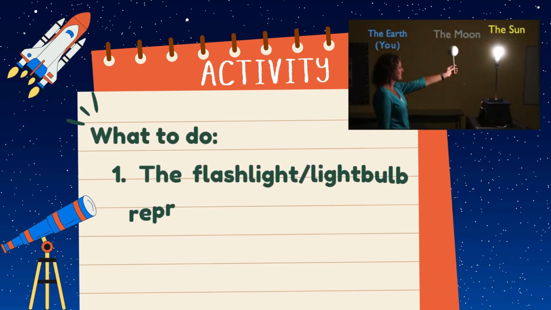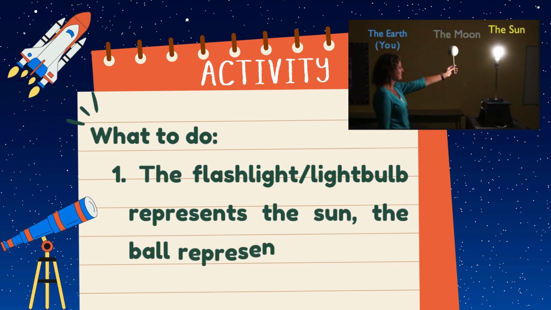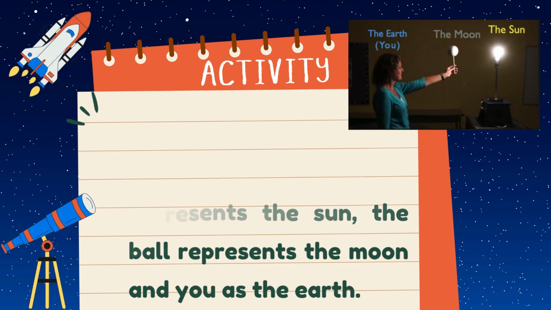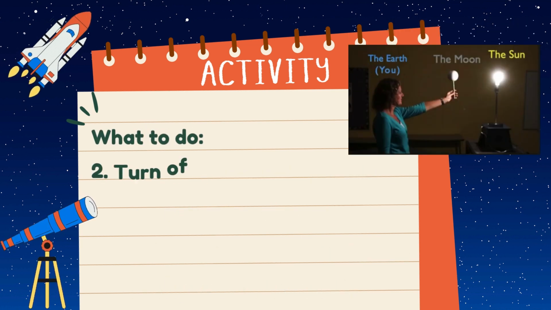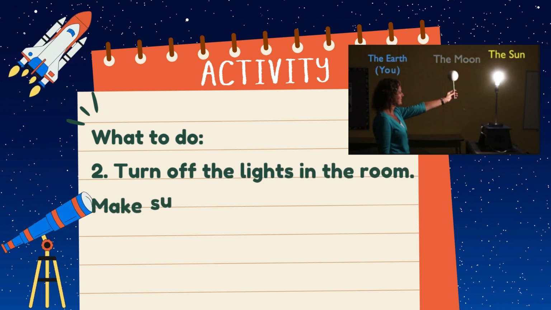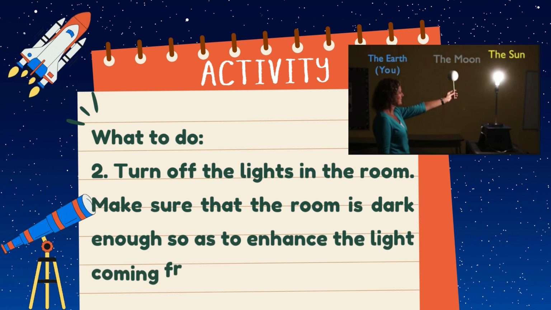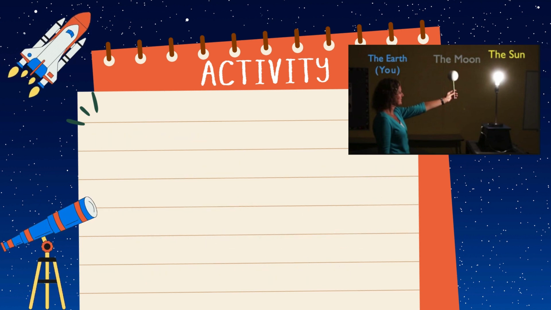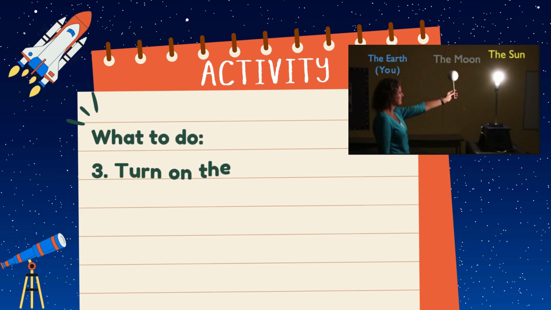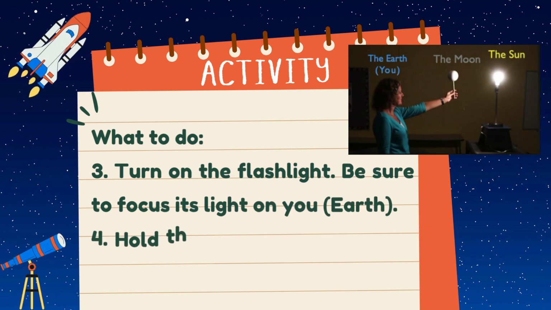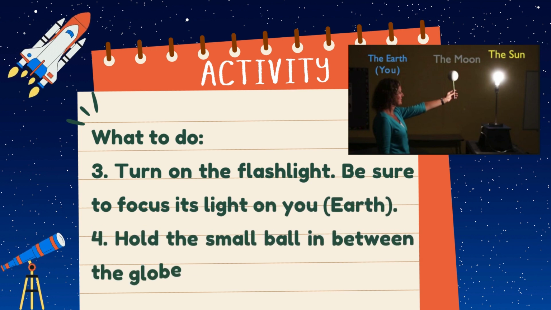What to do? First, the flashlight or light bulb represents the sun, the ball represents the moon, and you as the earth. Second, turn off the lights in the room. Make sure that the room is dark enough so as to enhance the light coming from the flashlight or light bulb. Third, turn on the flashlight. Be sure to focus its light on you.